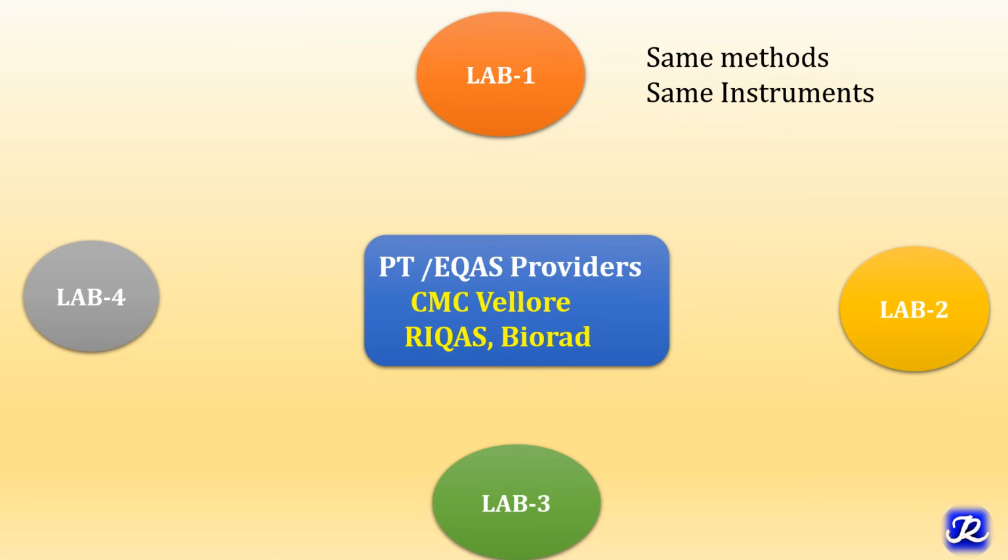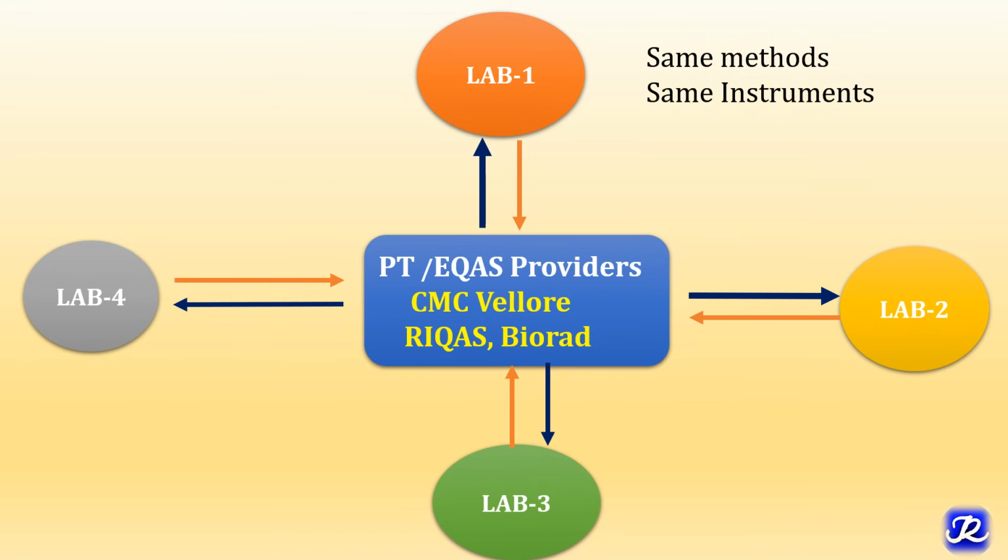The EQAS provider sends us the external quality control sample. The concentration of analyte is not known to us. We analyze or process the sample like our patient sample during the last week of every month, and then we feed the result into the website of the EQAS provider. The results from all the laboratories go to the EQAS provider, and they calculate the mean and various statistics like standard deviation index and target score, and then they send us the report. Based on that report we come to know whether our tests are accurate or not, whether our IQC program is accurate or not.